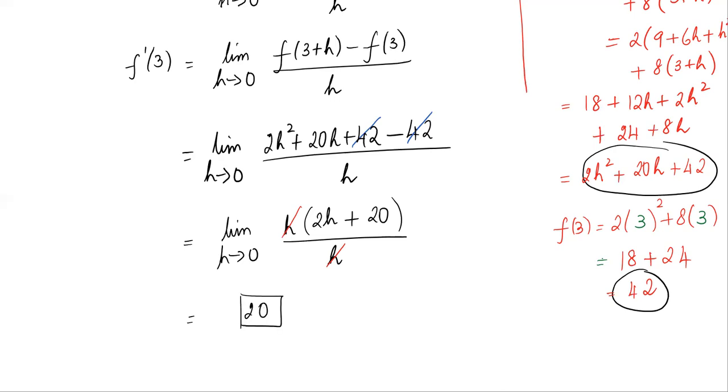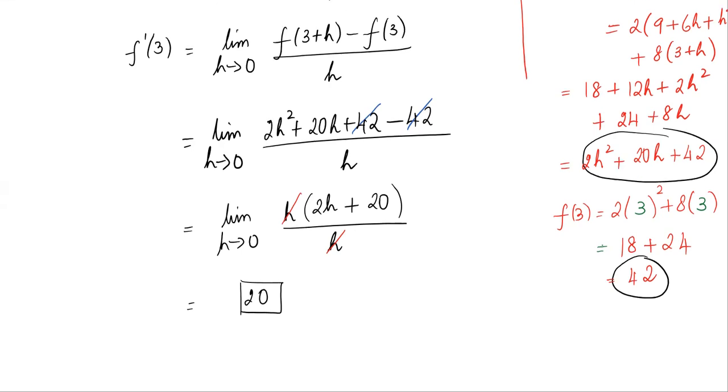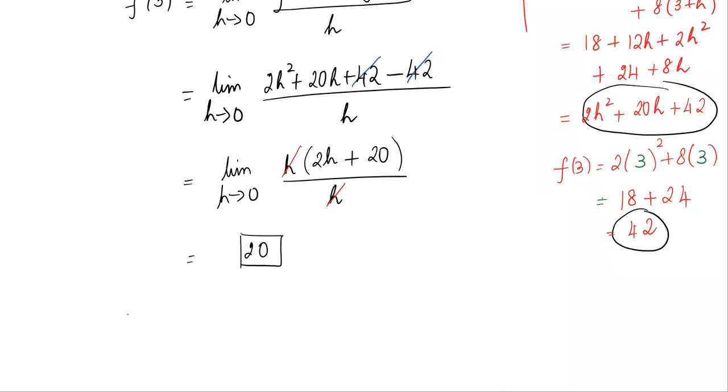So because this is a word problem, you don't just stop at 20. We have a context. So you come back and say f prime of 3 is 20. The distance was measured in feet and the time in seconds. So 20 feet per second, right?